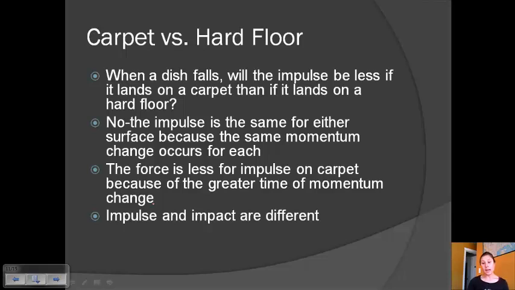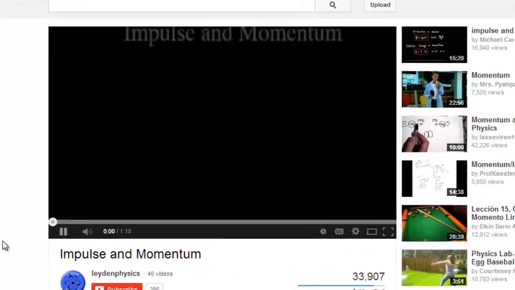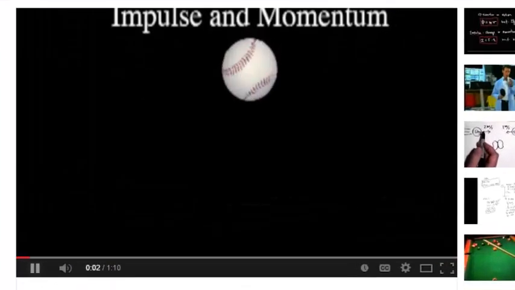So impulse and impact are different. Now, they're going to experience different impacts, but the overall momentum is going to be the same. Impulse and momentum. Let's see what happens when we apply an impulse to an object.